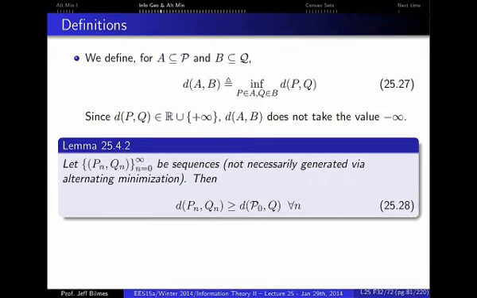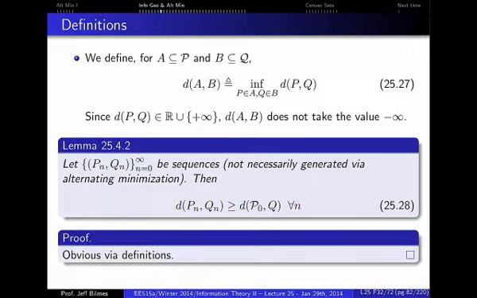So the first basic lemma is actually fairly trivial. It basically says that if you take a particular set of sequences that could be generated any way you want, not necessarily via alternating minimization, the distance between the sets is going to be lower bounded by the distance between the sequences. And again, the key thing is that P naught is generated based on that sequence. And that's sort of an obvious thing, just because we're minimizing over all items in the set.